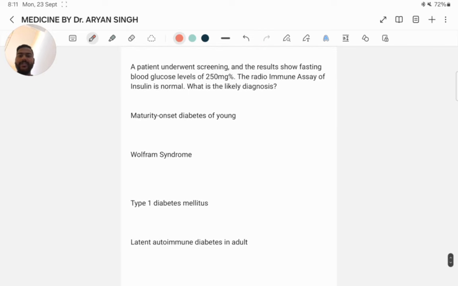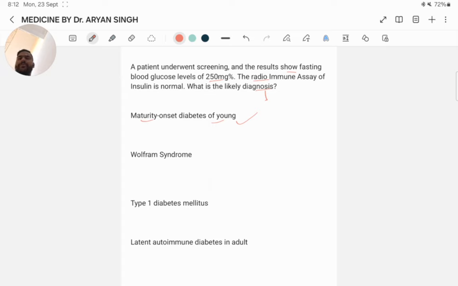A patient underwent screening and the results show fasting blood glucose levels of 250 mg per cent. The radioimmunoassay of insulin is normal. What is the likely diagnosis? Maturity onset diabetes of the young is the diagnosis if the radioimmunoassay of insulin is normal. MODY presents with impaired blood glucose levels induced by diminished insulin release, due to an autosomal dominant inheritance pattern.